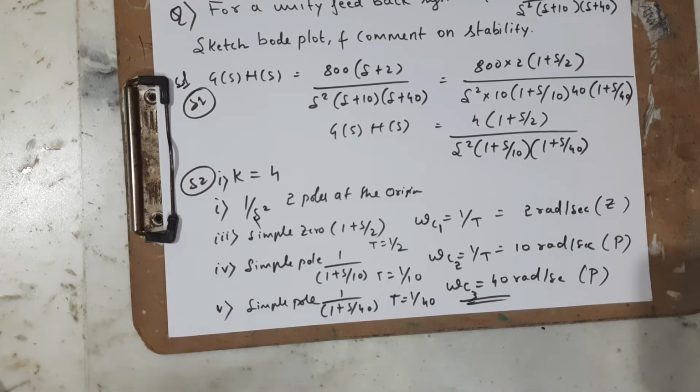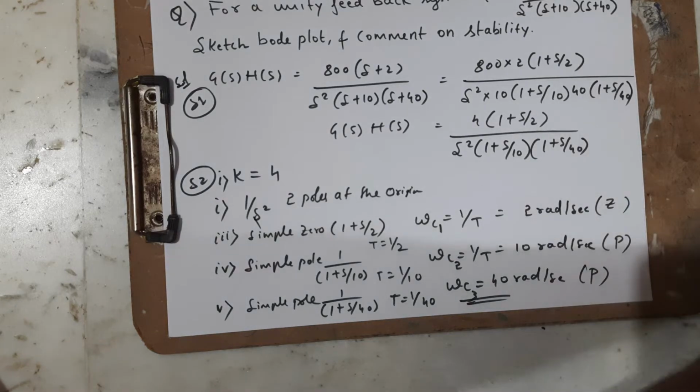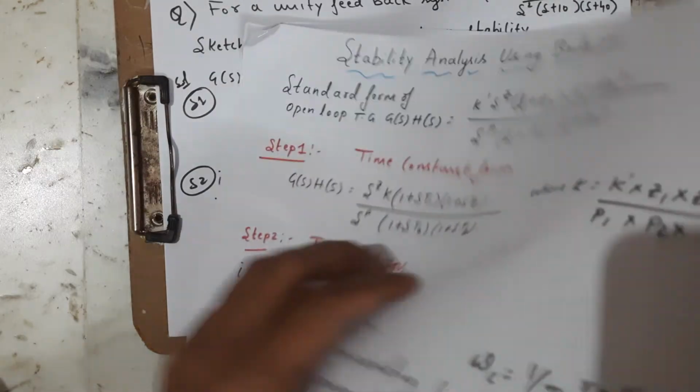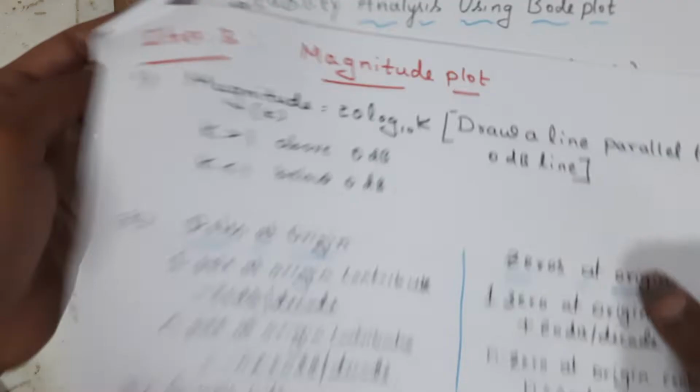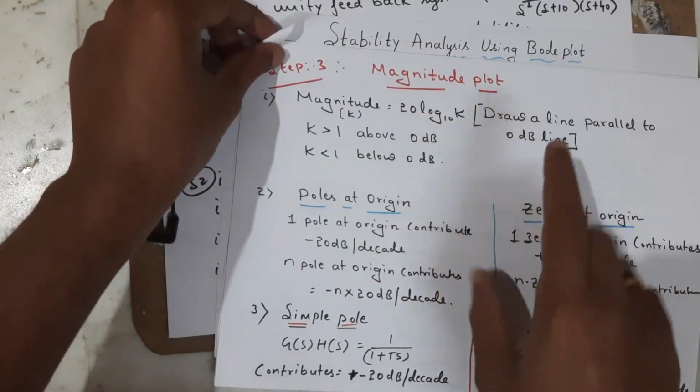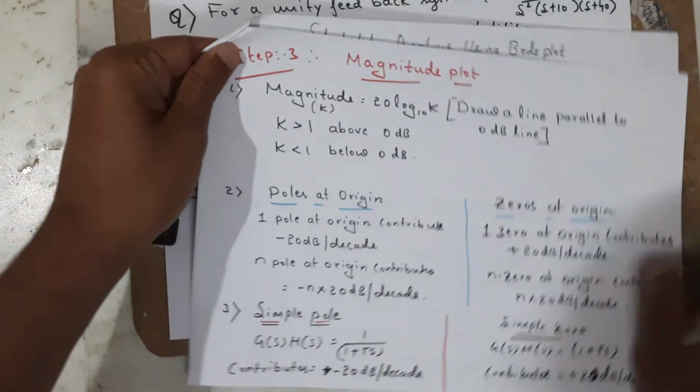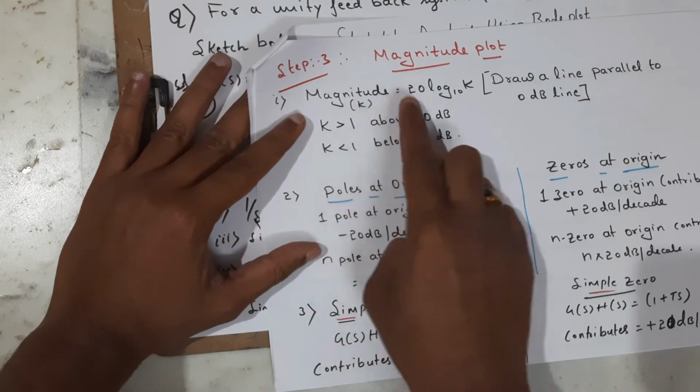Okay, what is step number 3? After identifying the factors, step number 3 is the steps to write the magnitude plot. Magnitude is equal to 20 log K to the base 10.